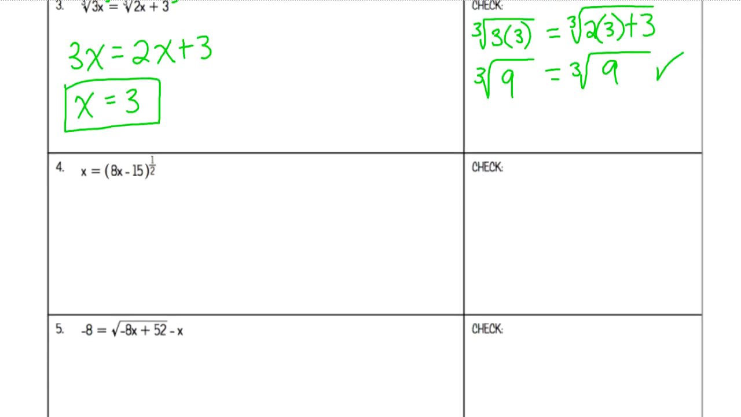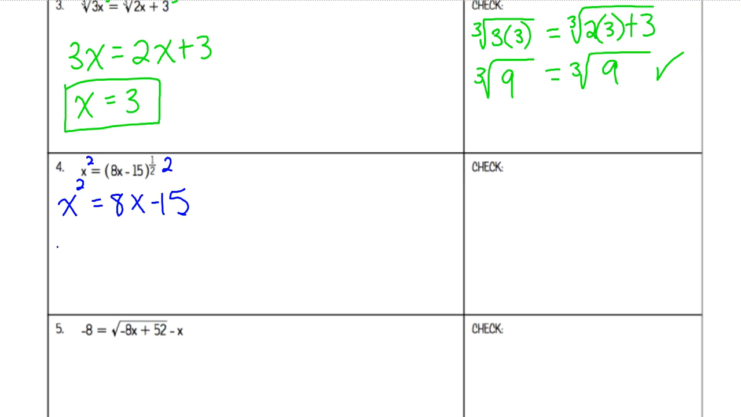Okay, number 4. On this one, I can see that I have that square root on the right-hand side written as a fractional exponent. So I'm going to square both sides to start with in order to eliminate that. So I'm going to be left with just 8x minus 15 on this side. So again, on this one, I can see that I have an x squared, which means that I'm going to have to factor to solve.